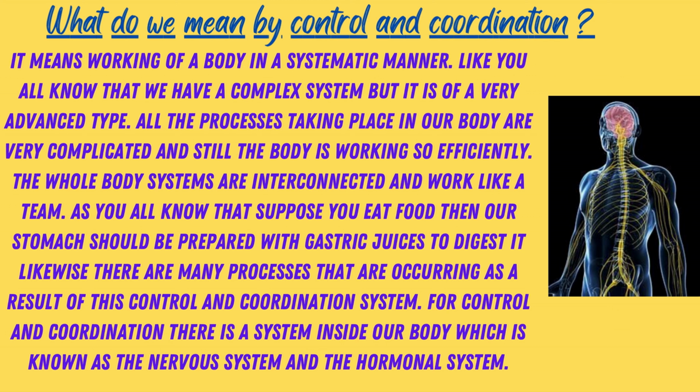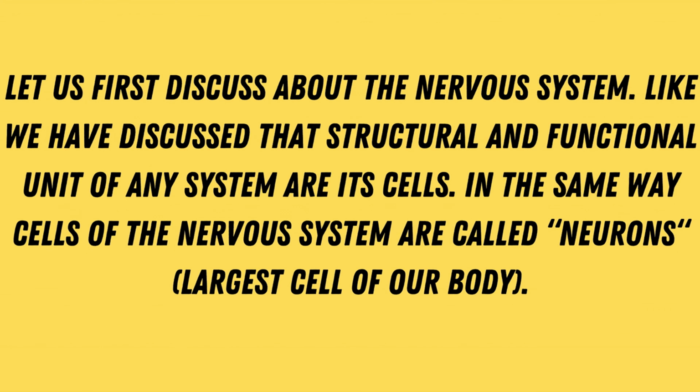As you all know, suppose you eat food, our stomach should be prepared with gastric juices to digest it. Likewise, there are many processes that are occurring as a result of this control and coordination system. For control and coordination, there is a system inside our body which is known as the nervous system and the hormonal system. Let us first discuss the nervous system.